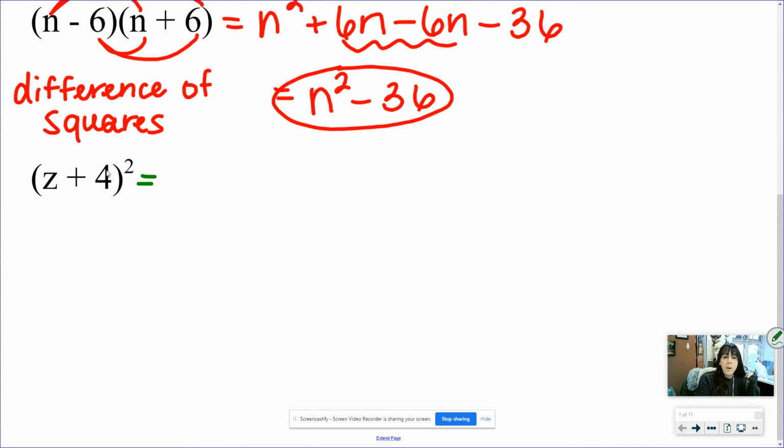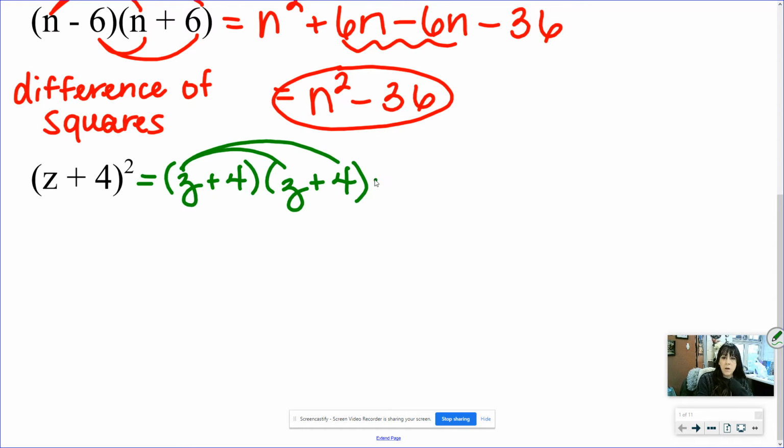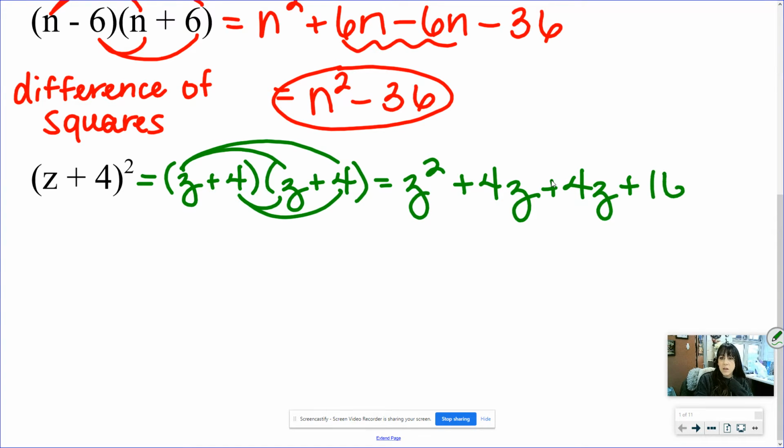Last example, remember that when you square something, it means that you're multiplying that thing by itself. So this really just means z plus 4 times z plus 4. So you're going to set it up like such, and then you're going to multiply just like you've done with the first two problems. So this would be z squared plus 4z. And then when we go down to the second part, we get plus 4z plus 16. Combine like terms, and you get z squared plus 8z plus 16.